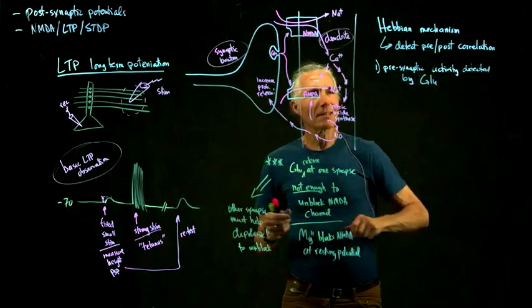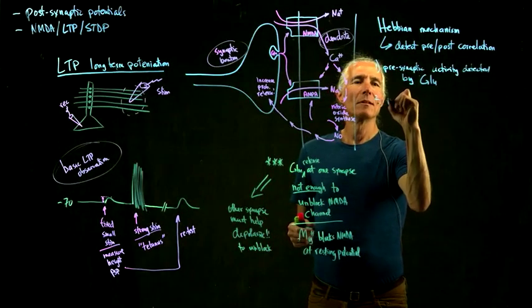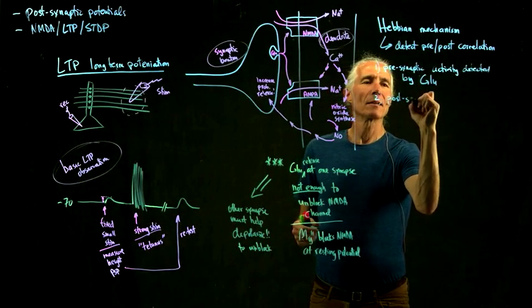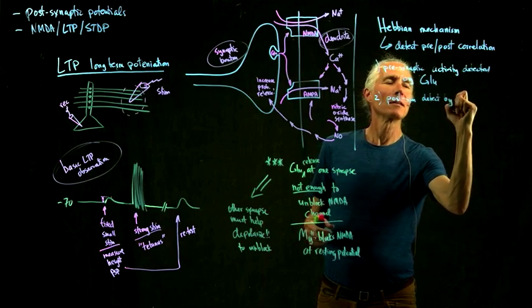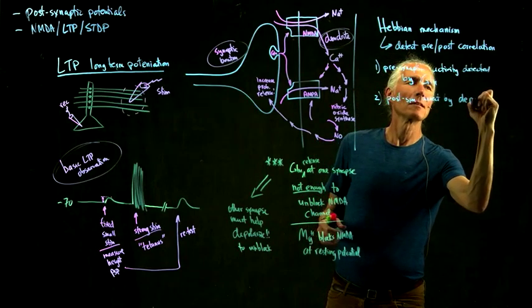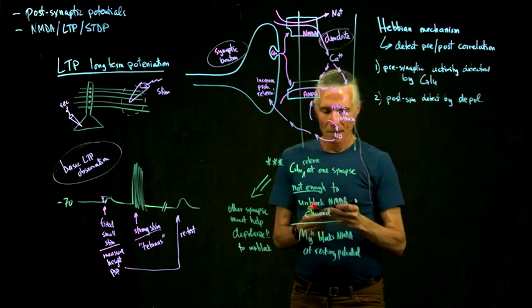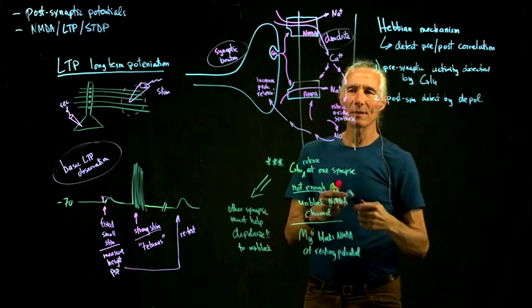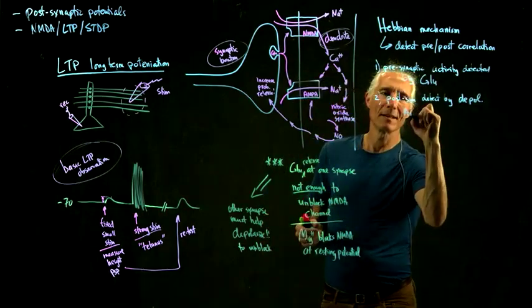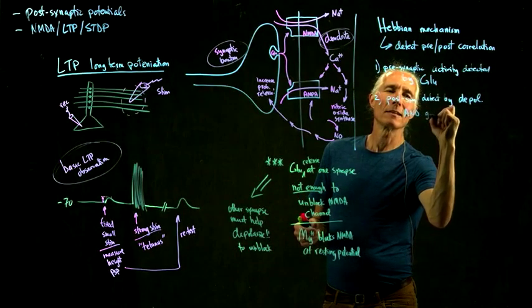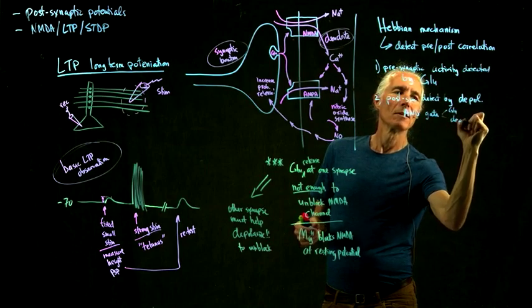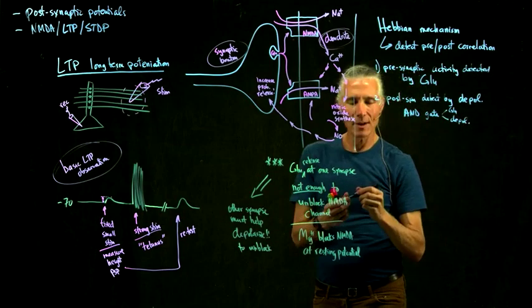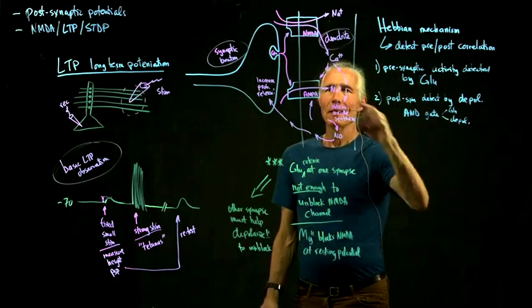Okay, so how does it detect the postsynaptic? Postsynaptic is detected by depolarization, because it requires both of those. It's an AND gate. It requires both glutamate and depolarization. And then when it opens up, it lets the calcium in.